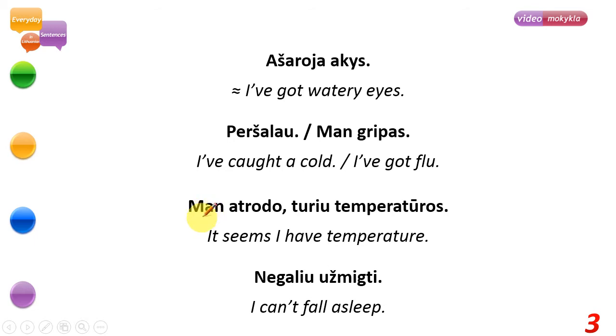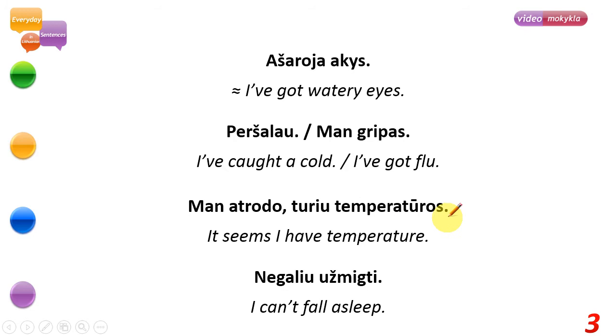Next, man atrodo, it seems, I have temperature. Turiu temperatūros. Man atrodo, turiu temperatūros. It seems I have some temperature. You say I have some temperature, not all the temperature in the world or something like this. So you use genitive case.